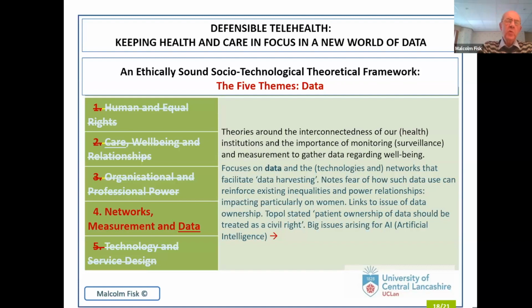There's no doubt whatsoever we're operating within huge networks, very complex global networks very often, that weren't around at the turn of the millennium to the extent that they are now. And the theories in this area relate to the interconnectedness of our health institutions, the importance of monitoring or surveillance, and the necessity of gathering data regarding well-being. With regard to data, there is this fear of data harvesting. In the script, I use the word scraping. We can say gathering, we can use some fairly benign terms, but there is a big commercial agenda here that we need to be wary of.